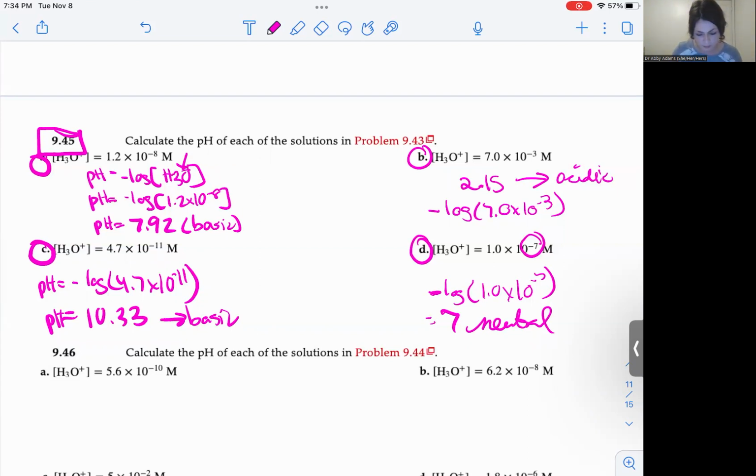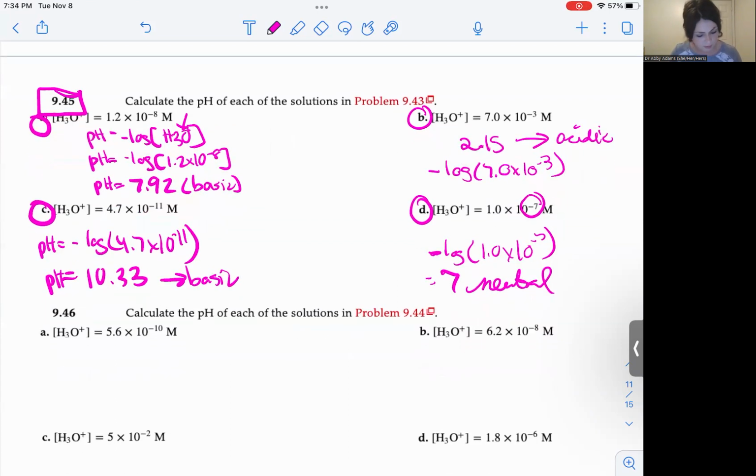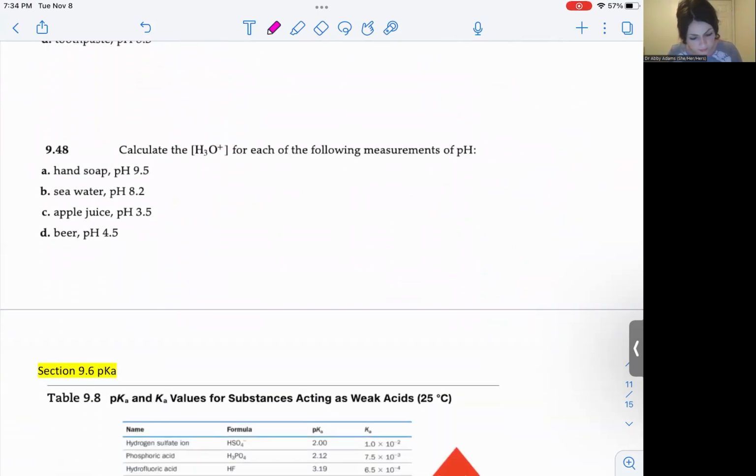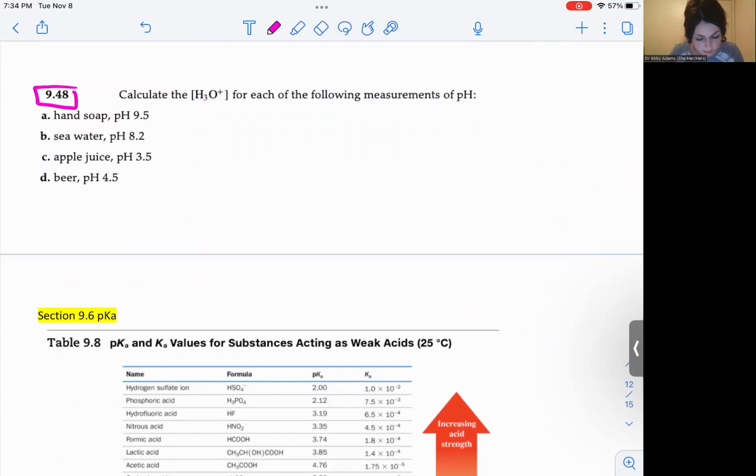Doesn't happen a lot, but here's a problem like that. Okay, so do we have any more that we're going to work? Yes, there's one more. So we are going to calculate the concentration of hydronium ions for each of the following measurements of pH. So hand soap, okay, so how do you do this? This is going to be 10 to the negative pH. That's how we're going to figure out the concentration of hydronium ions. So then 10 to the -9.5 is going to equal 3 times 10 to the -10 molar, right?